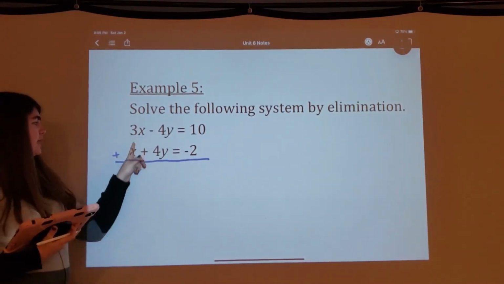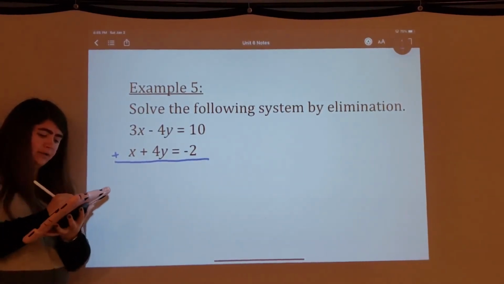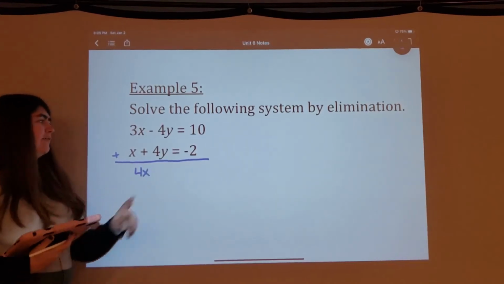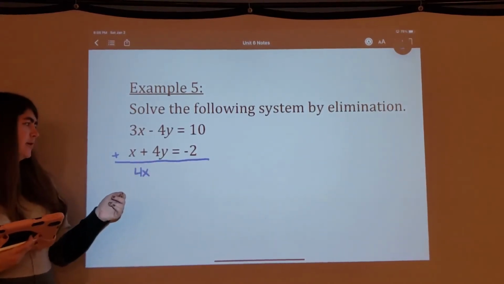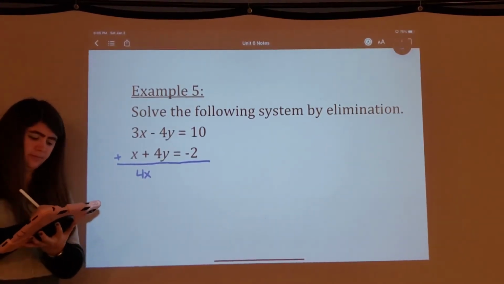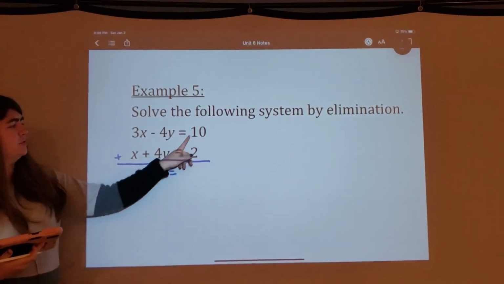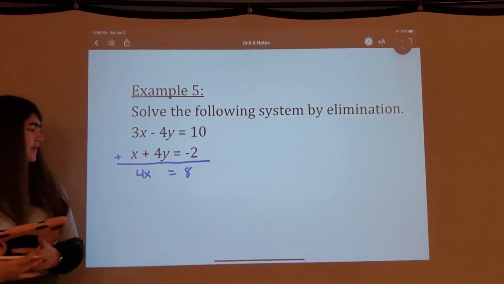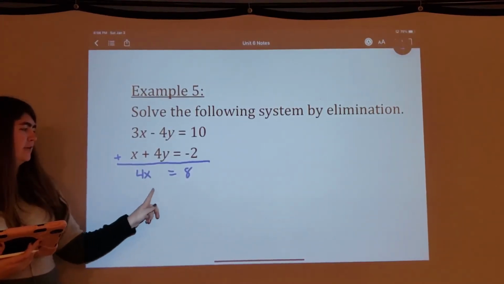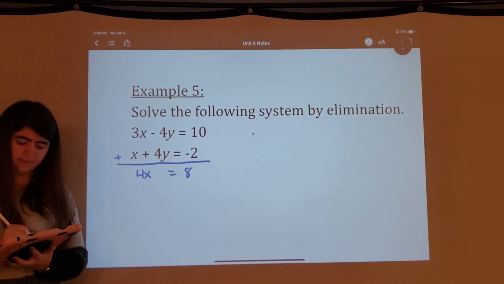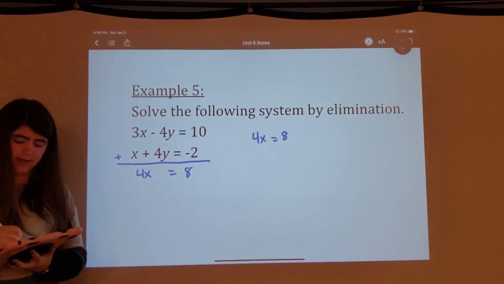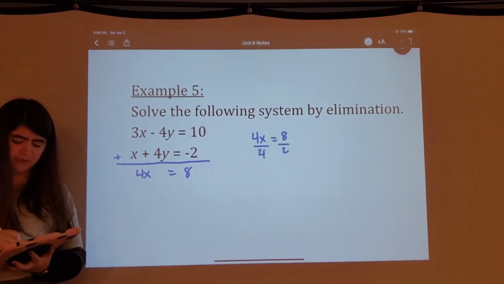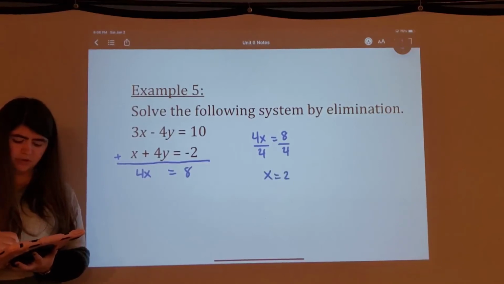That gives me 3x plus x is 4x. Negative 4y plus 4y is 0, it cancels out. And that's equal to 10 plus negative 2, which is equal to positive 8. Now I have something that I can solve for x with. So I have 4x is equal to 8. Divide out the 4 from both sides. X is equal to 2.